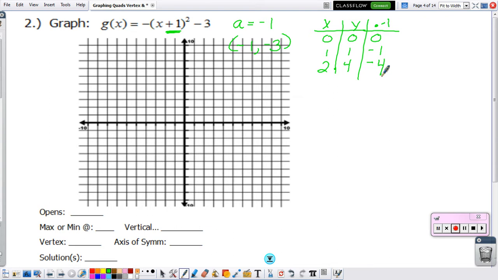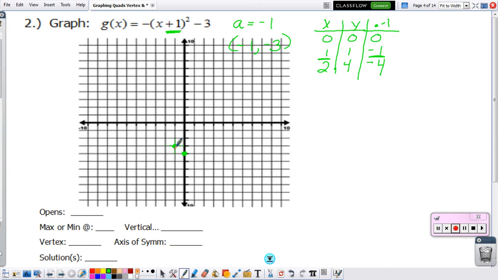My first step is to plot my vertex. So I'm at -1, -3. Remember what I said about the vertex: we are going to use that point now to plot the other points. We're going to use it almost like it would be our starting point or our origin. So now we would go over 1, down 1.